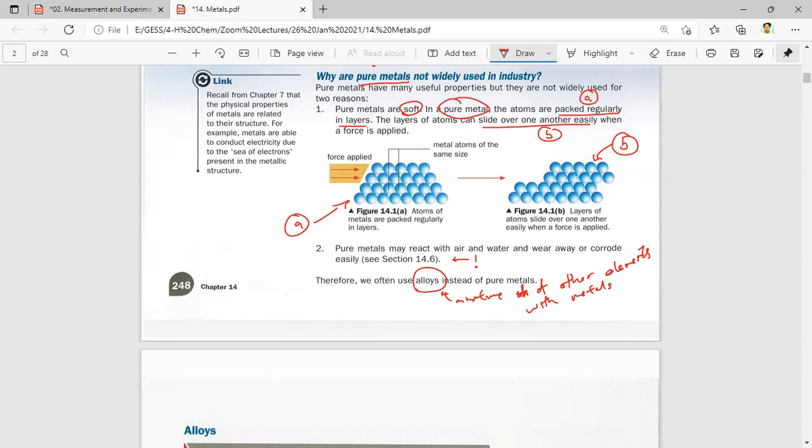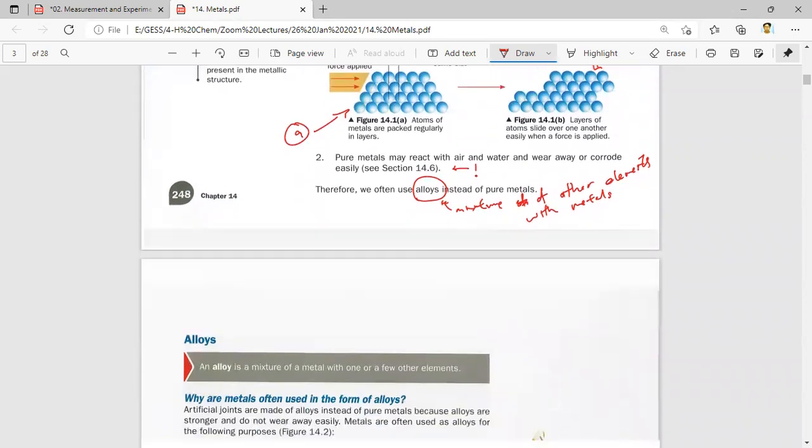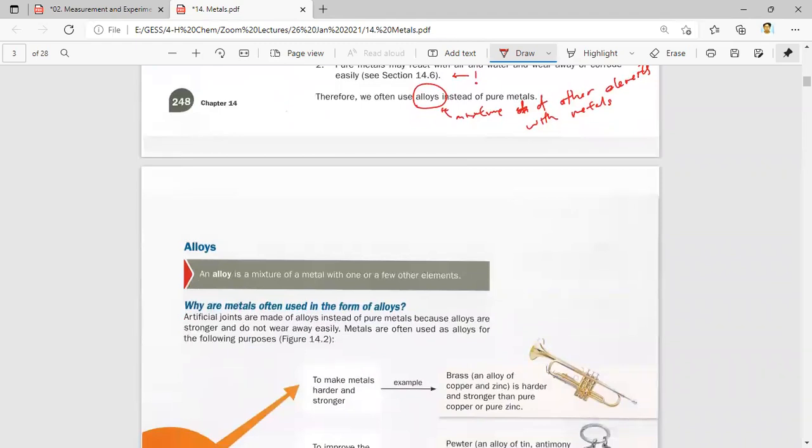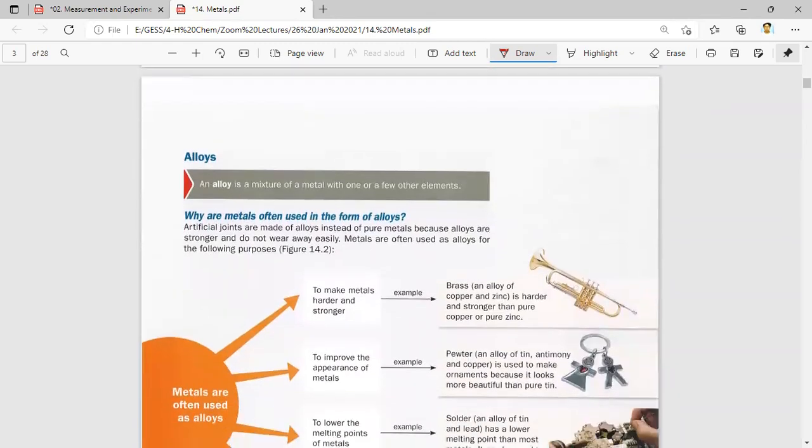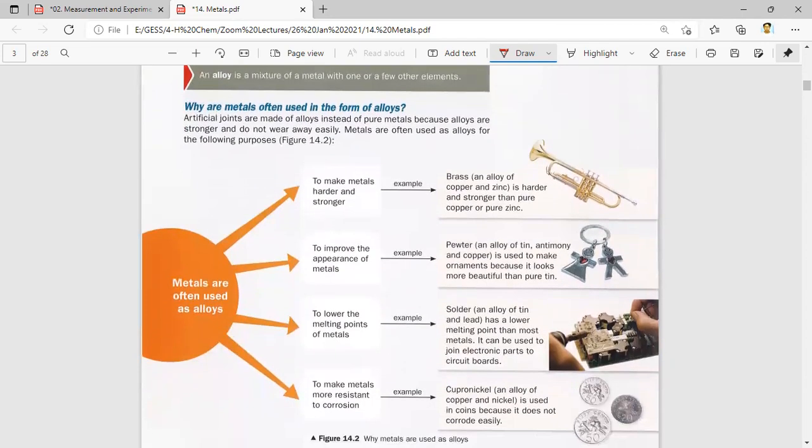Now, next one, alloys. Alloys are a mixture of metals with one or a few other elements. Generally, the things around us are mainly alloys, so metals are often used as alloys. These are the 4 main big reasons you need to take note of. First is to make it harder and stronger. An example is brass. All your instruments, typically your wind instruments, are made of brass so that they're harder and stronger. Next, alloys can be used to improve the appearance of the metal itself.